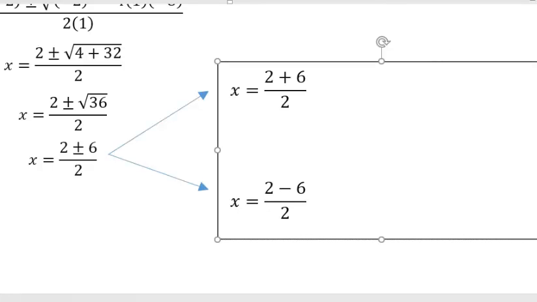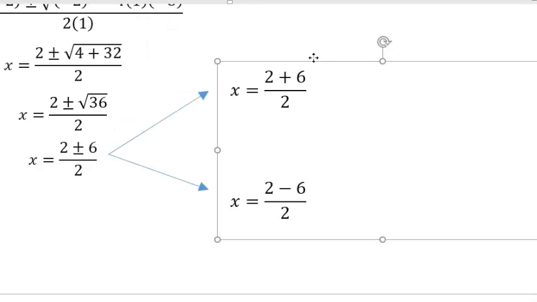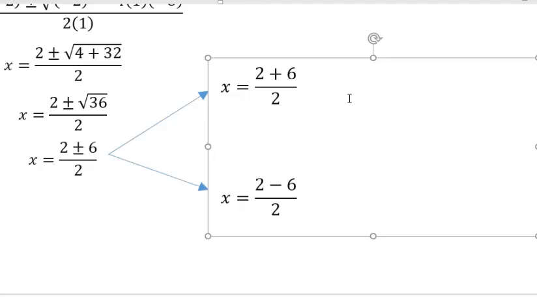Let's first take this line that is making this thing annoying. Okay, there we go. Yeah, that's better.